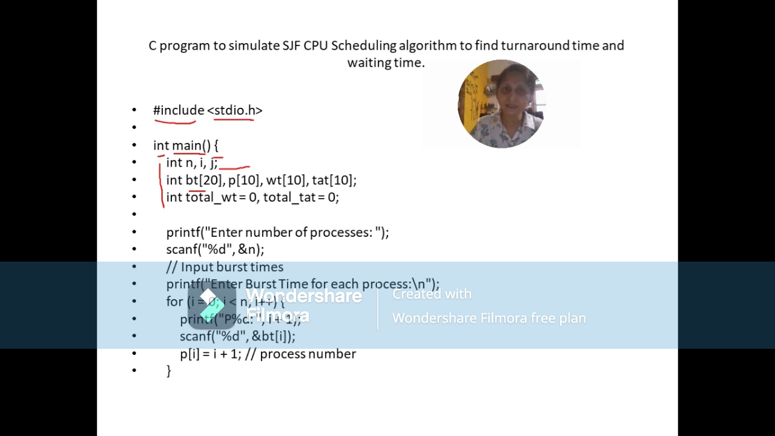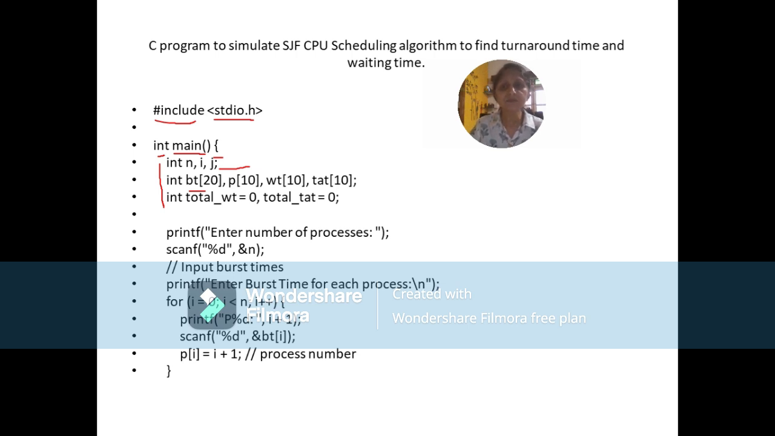And then in the second statement we are declaring four arrays. What are the array names? BT, P, WT, TAT. For BT I have taken the size as 20. You can take any size. So here the size of our BT array is 20, the size of our array P is 10, the size of our array WT is 10, and the size of our array TAT is 10.